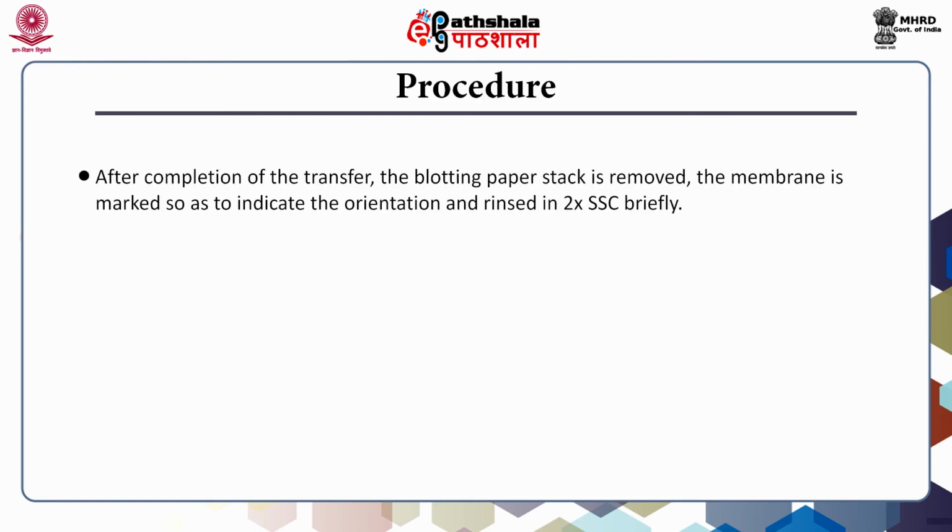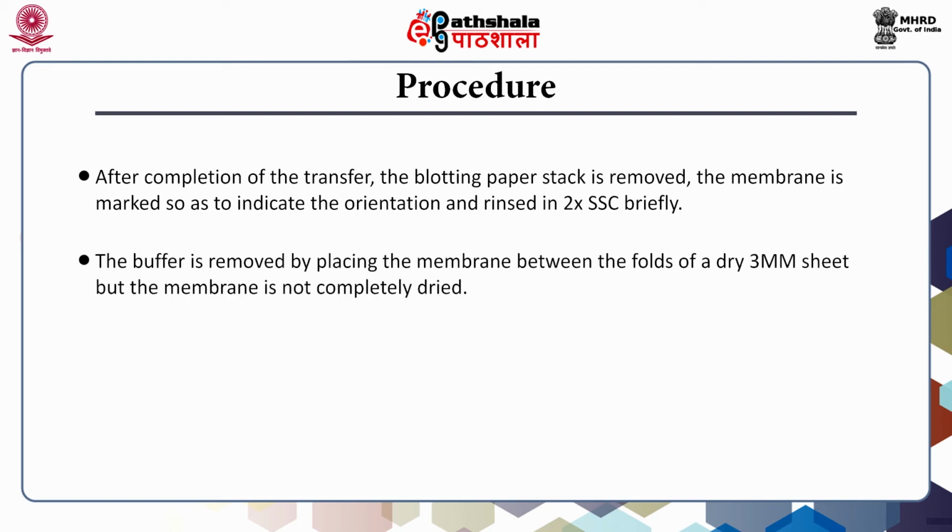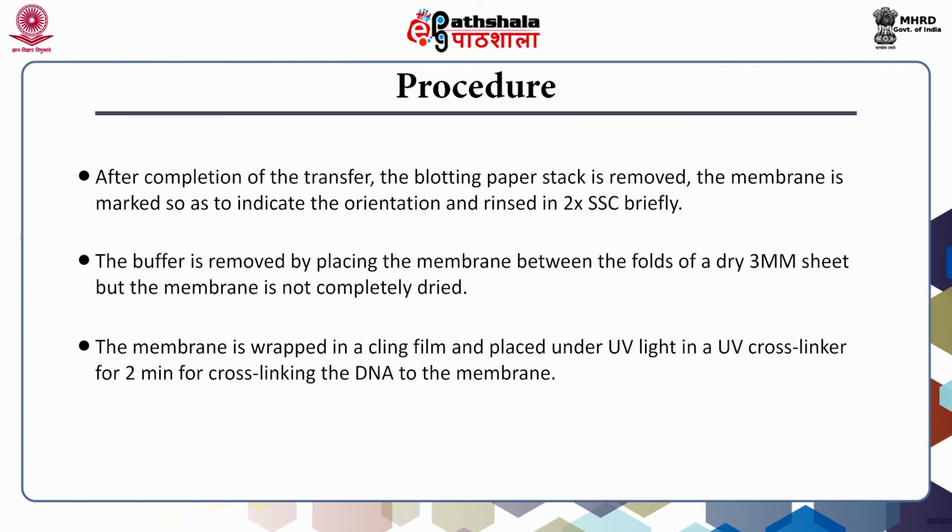After completion of the transfer, the blotting paper stack is removed. The membrane is marked so as to indicate the orientation of the gel, and the membrane is further rinsed in 2x SSC, which is saline sodium citrate, for a brief time. The buffer is removed by placing the membrane between the folds of dry 3 mm sheet, but the membrane is not completely dried. The membrane is further wrapped in cling film and placed under UV light in a UV cross linker for about 2 minutes for cross linking of the DNA to the membrane. Now, we can keep this blot at 4 degrees Celsius until hybridization is done.